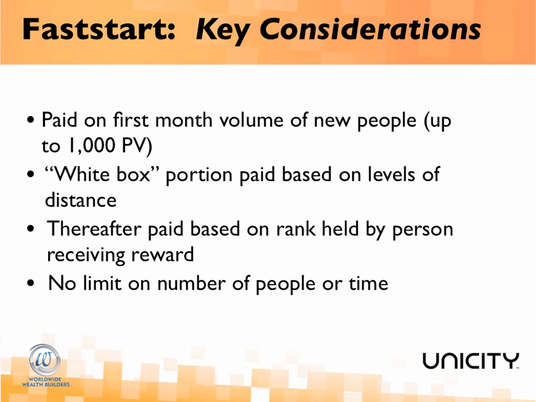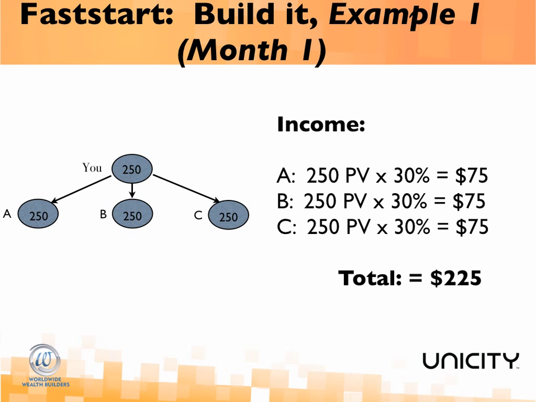And the point I make is that there is no limit on the number of people or the time. Fast Start isn't something you've only got for the first 90 days of your Unicity life. It is not limited to the first X number of people. You want to sponsor one person or 100 people a month, or you want to sponsor 100 people a month for 100 months, Fast Start will always be paid out. So again, given that there's no restrictions on time or number, you may as well maximize it, and I make that point as we go along.